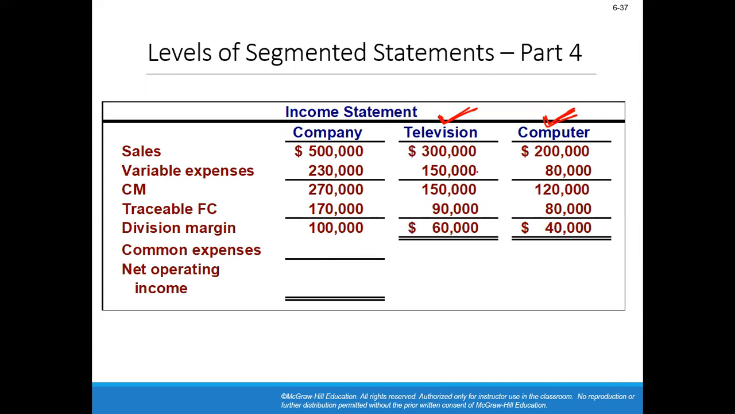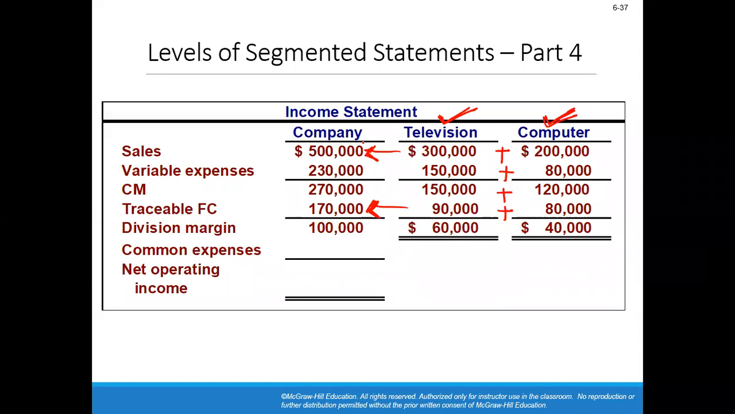It is nothing new. It is simply the summation of these two, television and computer. So 300,000 plus 200,000 is the total revenue of the company, Weber Incorporation. Again, if you think of the traceable fixed cost, this 80,000 and 90,000, in total 170,000, is the total traceable fixed cost within the company. But now the question is, what will happen to the common fixed cost?